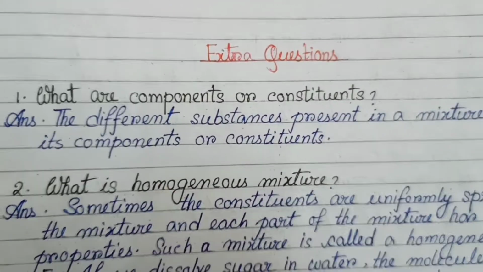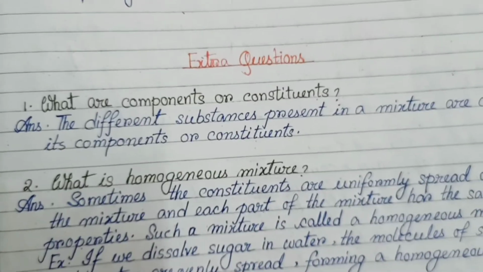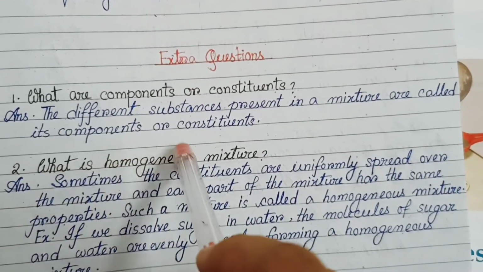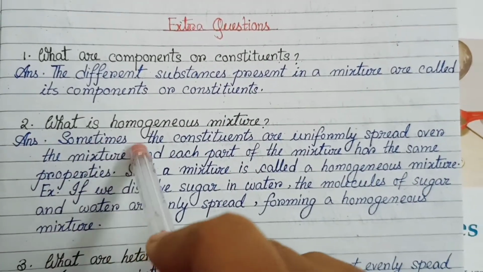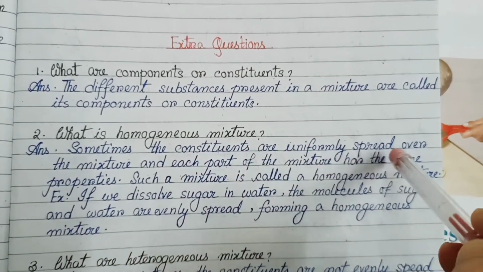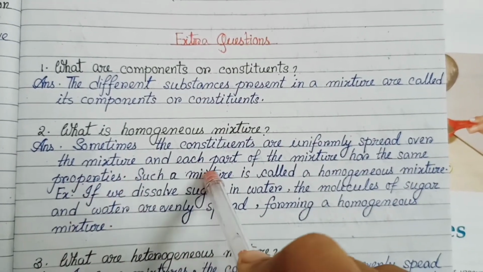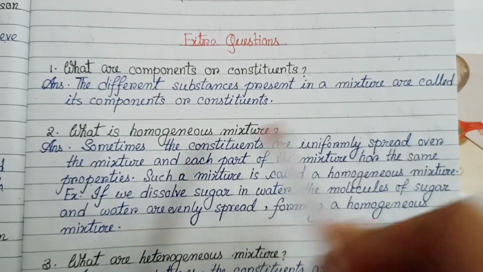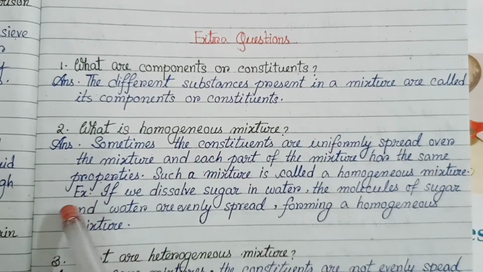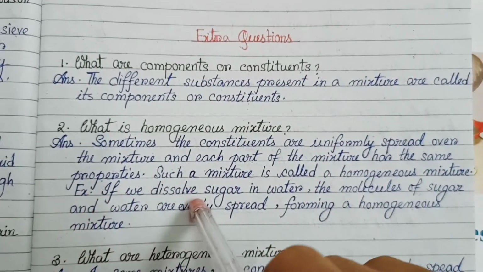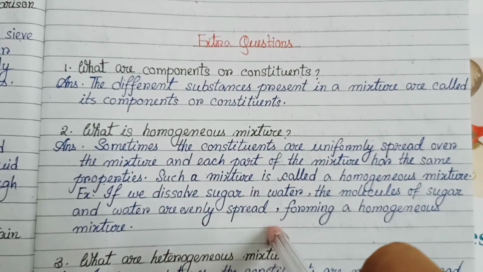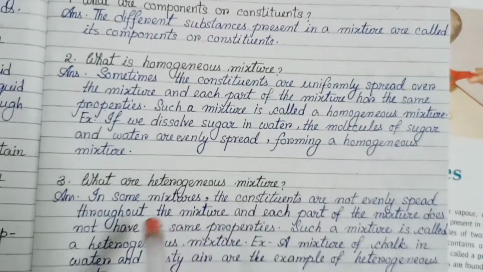What are components or constituents? The different substances present in a mixture are called its components or constituents. What is a homogeneous mixture? Sometimes the constituents are uniformly spread over the mixture and every part of the mixture has the same properties. Such a mixture is called a homogeneous mixture. Example: if we dissolve sugar in water, the molecules of sugar and water are evenly spread, forming a homogeneous mixture.